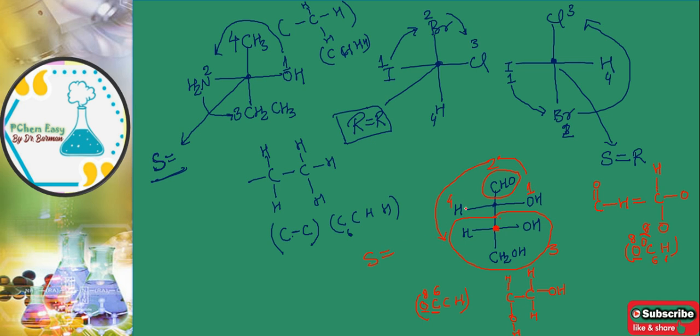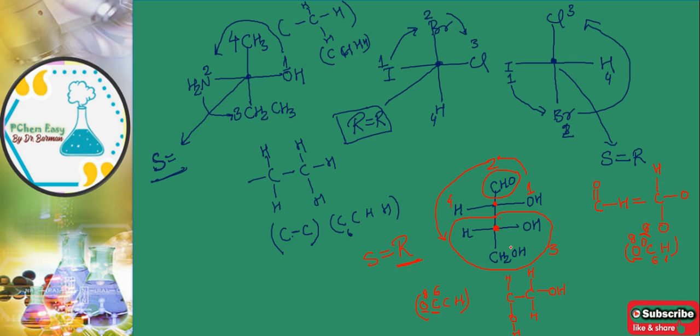But what about the fourth group? The fourth group, the least priority group, must be in vertical, but it is not in vertical, it is horizontal. So in that case, we will have to write it R. So in the structure of D-erythrose, as the hydroxy group is on the right hand side, carbon number 2, which is a chiral carbon, the configuration of that would be R.